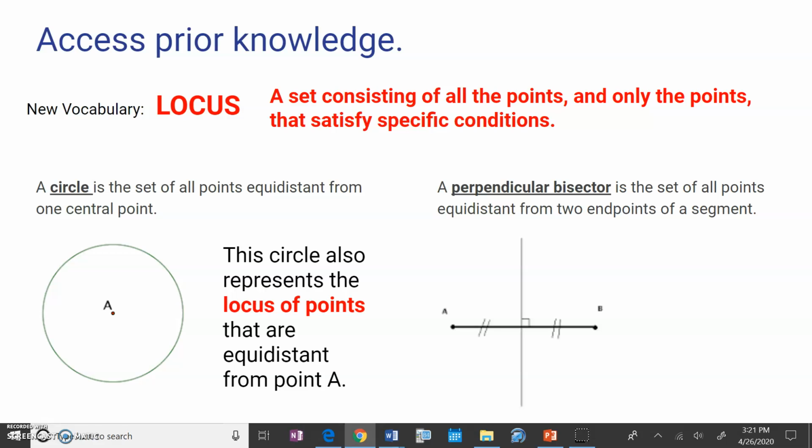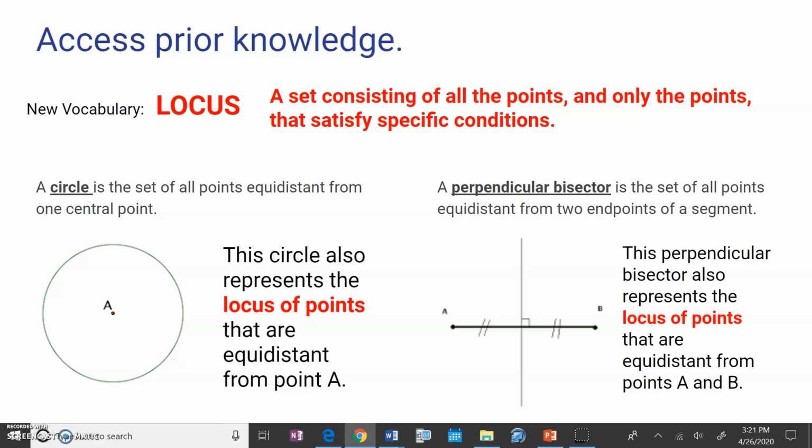Similarly with our perpendicular bisector example, if I wanted to know the locus of points that are equidistant to both A and B, the perpendicular bisector represents the locus of points that are equidistant from points A and B. And again, if it was coordinate geometry, we could calculate the slope between A and B, take the perpendicular slope to get the slope for our perpendicular bisector, and find the midpoint of A and B. Now we have a point and a slope, and we would get the equation of our line and say that line, or that equation, represents the locus of points that are equidistant from A and B.